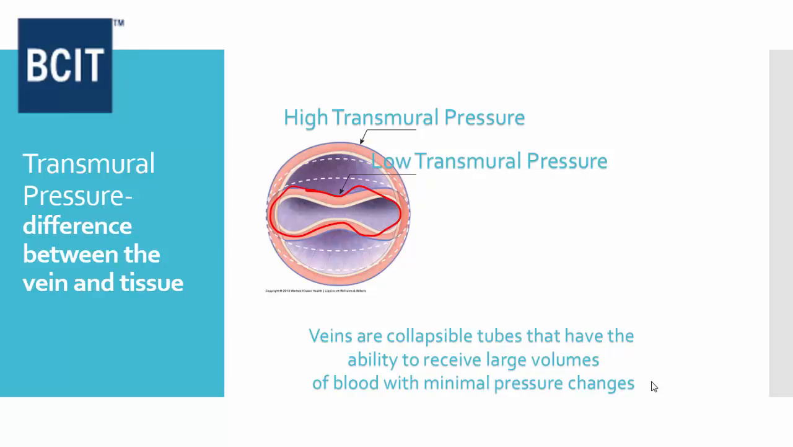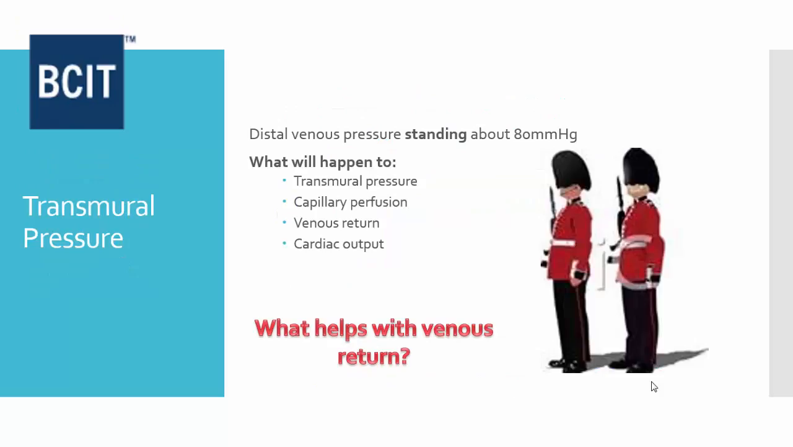We also know that transmural pressure is the difference between the venous and tissue pressure. High transmural pressure means that the venous pressure within the lumen is higher than the tissue, and low transmural pressure means that the tissue pressure is higher than that of the venous pressure. Distal venous pressure standing rises to about 80 millimeters of mercury. So transmural pressure increases. Capillary perfusion, those red blood cells moving from the arterial to venule side of the capillary bed, slows. Venous return slows or ceases, and cardiac output is reduced.